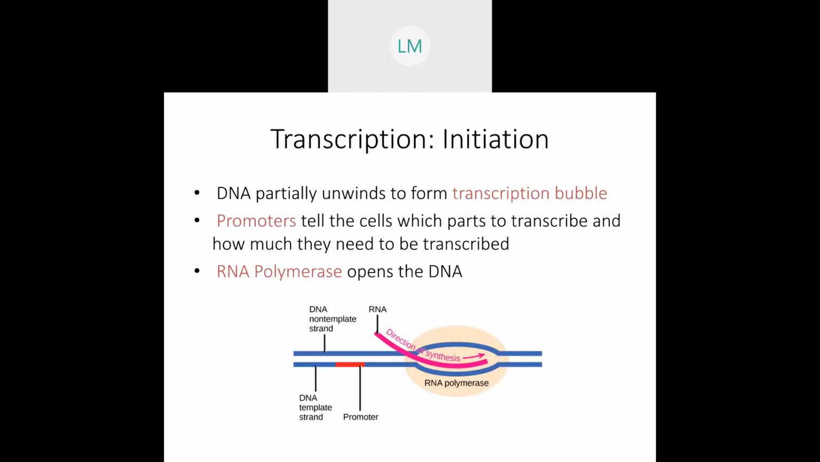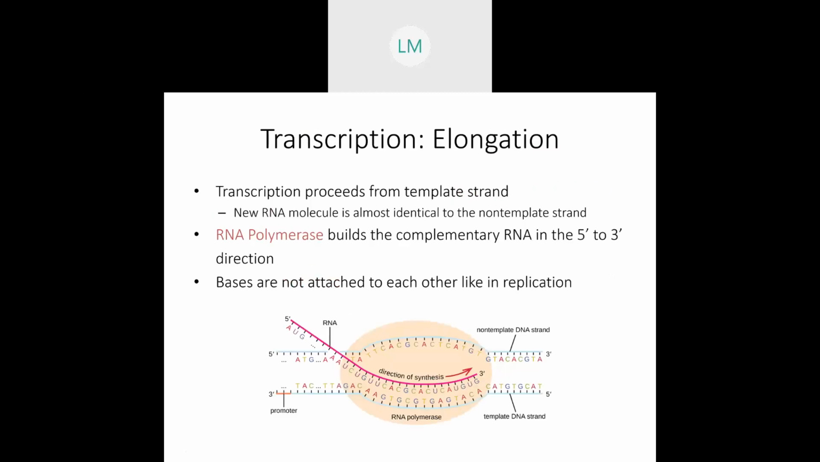So in DNA replication, we had helicase that was unwinding our DNA and DNA polymerase that was building it. But RNA polymerase can actually go in here and open up the DNA in addition to working to add those nucleotides. So for elongation, we are transcribing from what's called the template strand. If you look down here in this image, we have one strand of DNA that is our template, and then we have the other strand that's called our non-template strand.